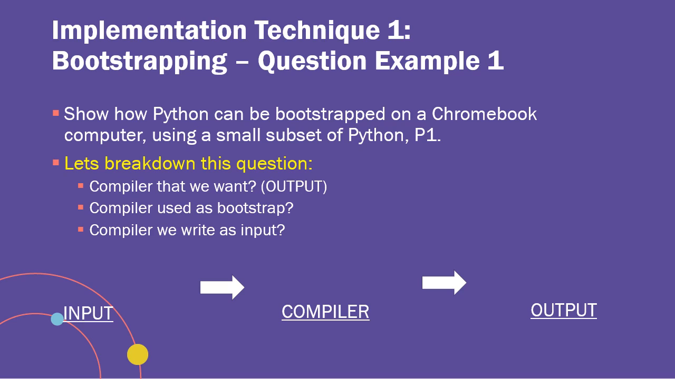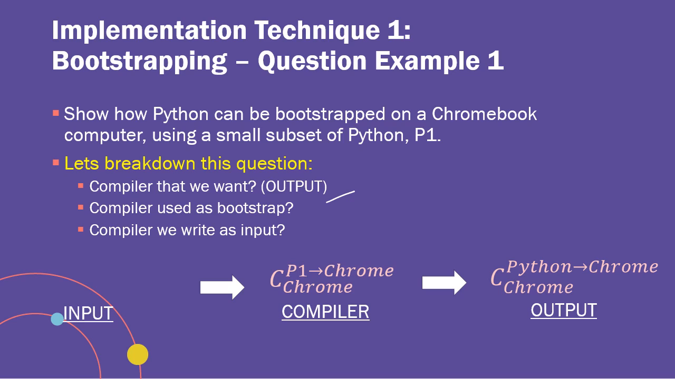Now a breakdown of the question. The compiler that we want at the end of the process will be placed at output. So the compiler that we want is a Python to Chromebook compiler written in Chrome machine language. The compiler that we use as a bootstrap, as stated in the question, is a P1 language compiler. So P1 is an existing compiler for this Chromebook machine. So we put it in the middle. This is the compiler that we will use as bootstrap. Therefore, with the 2 in place, we can compute that the program that we will develop and put in input is a Python to Chrome compiler written in P1.